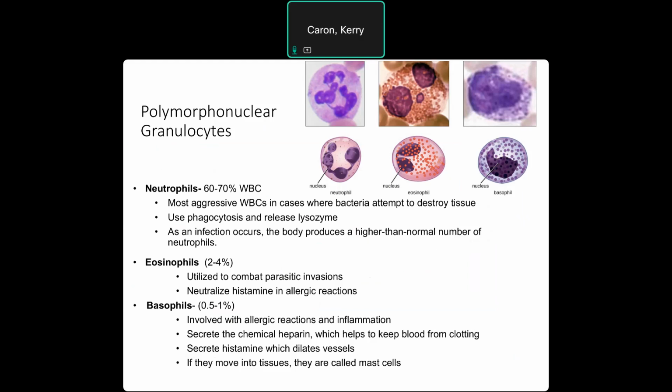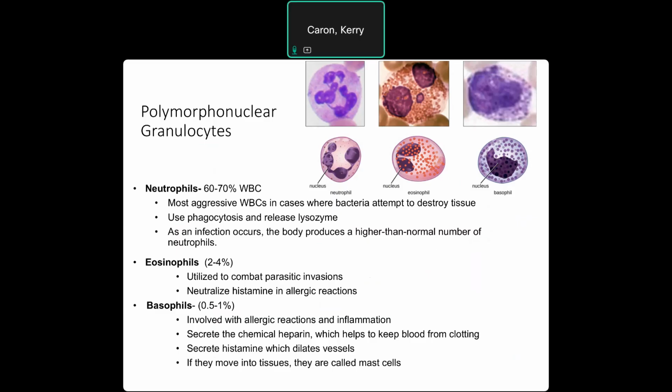So if an infection occurs, then a blood value would show a higher than normal number of neutrophils, right? Because those are activated, they're in action, doing their job. Eosinophils are less, 2 to 4%. And those come into action when there's a parasitic invasion. They also neutralize histamine in an allergic reaction. What that means is they're going to calm down an allergic reaction.